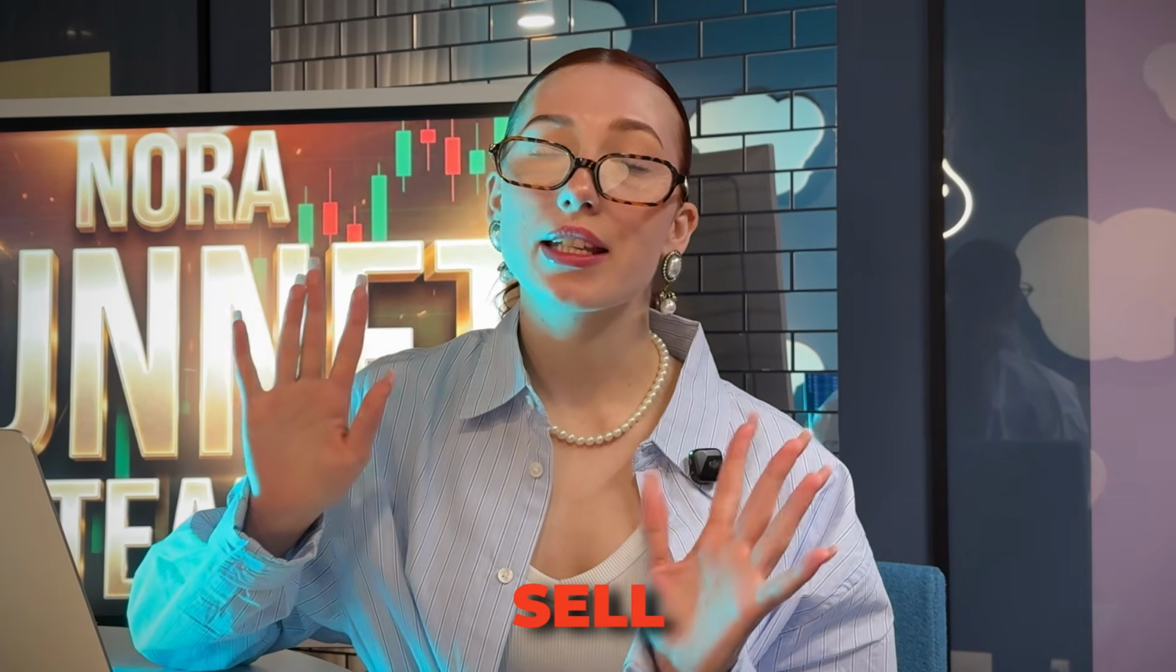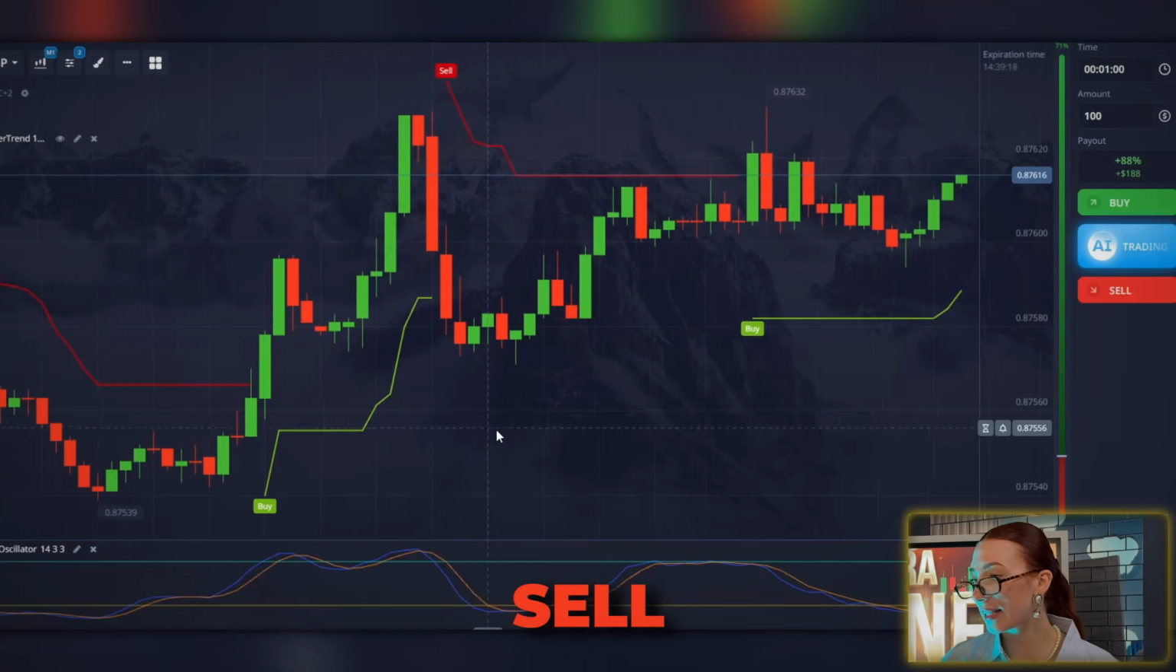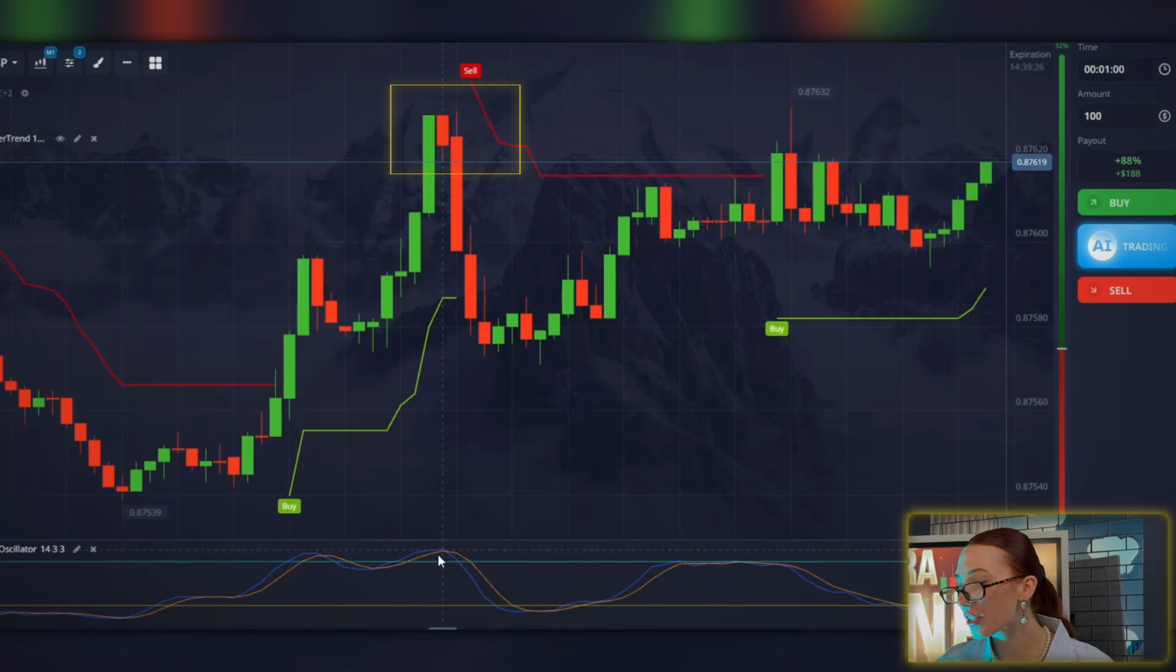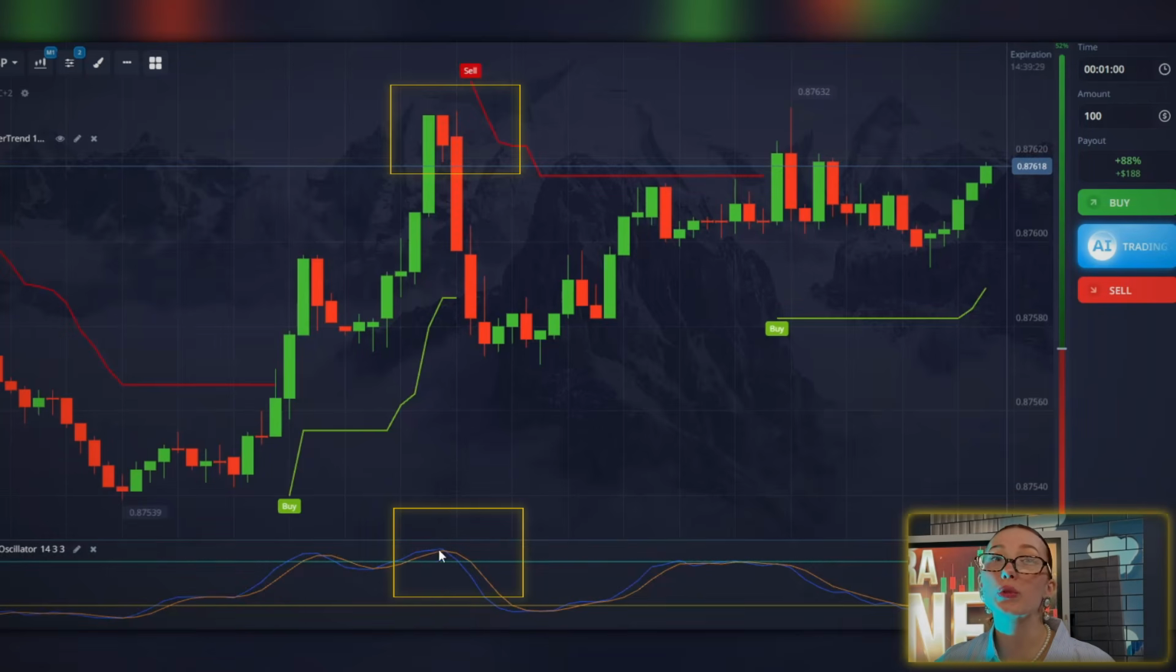For a put trade, you also need 2 confirmations aligning. First, SuperTrend indicator must be showing red and positioned above the price candle. And second, the Stochastic oscillator line must cross downward back below the 80 level. Let's trade.